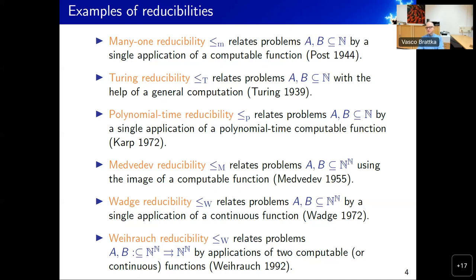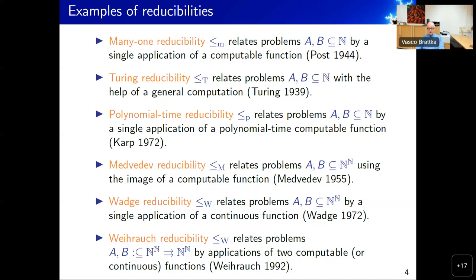The reducibility that I am most interested in is the last one that we call Weihrauch reducibility. Here the problems are slightly more complicated. They are not just subsets, but they are multivalued maps from Baire space to Baire space. In some of these cases, such as the last reducibility, we can even go to other types of spaces, so not just Baire space, but for the purposes of this talk, I will just consider Baire space to make things simple.